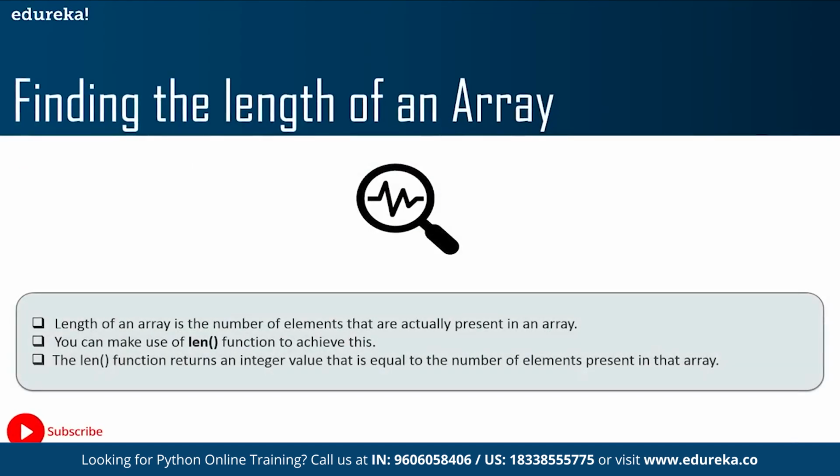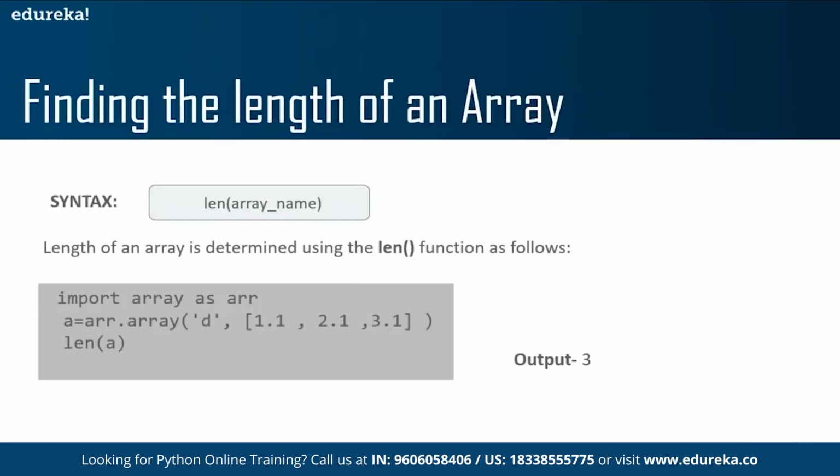Now this function returns an integer value which is equal to the number of elements that are actually present in your array. The len function takes one parameter which is the name of your array. As you can see in the example over here, I've created some random array A and I've given some random values. I have 3 values over here. And when I use the len function and I specify the name of my array, the output is 3, which is equal to the number of elements that are present in my array.